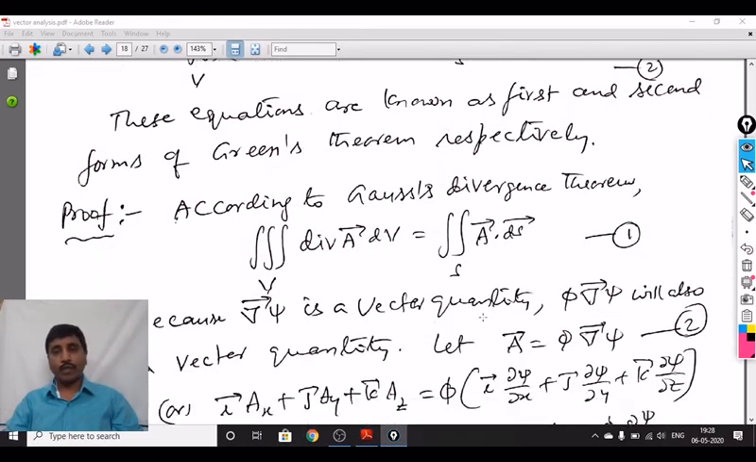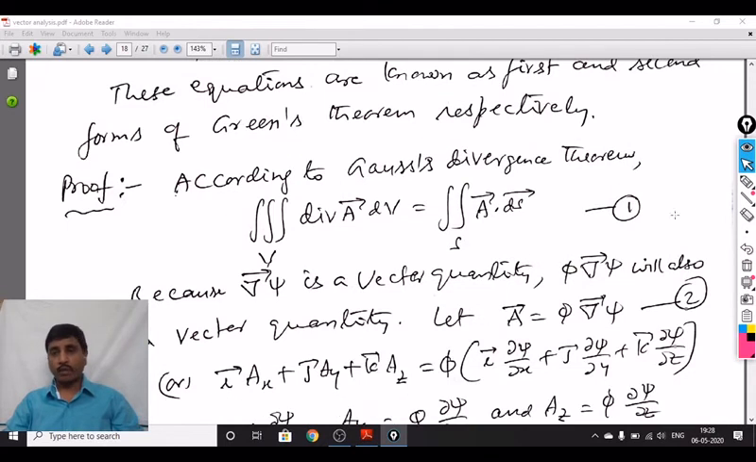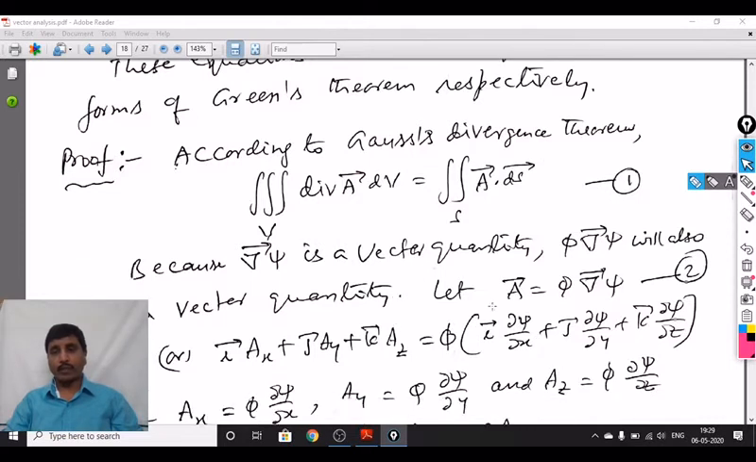Proof: according to the Gauss divergence theorem, the volume integral of div A bar dV is equal to the surface integral of A bar dot dS bar. Because del bar psi is a vector quantity, phi del bar psi will also be a vector quantity. Let this vector quantity be denoted by a vector A bar. That means A bar is equal to phi del bar psi.